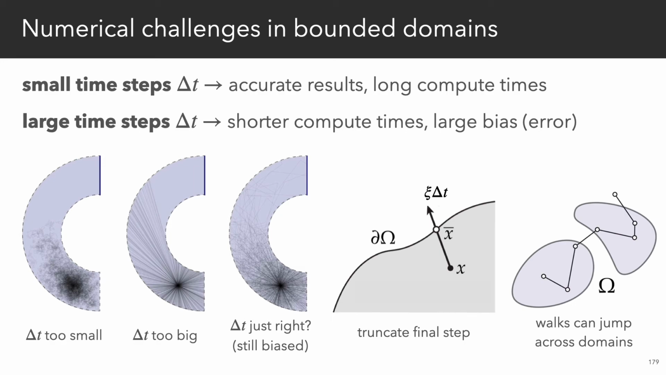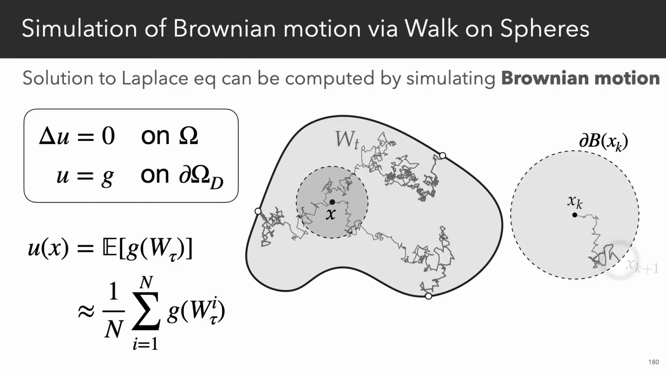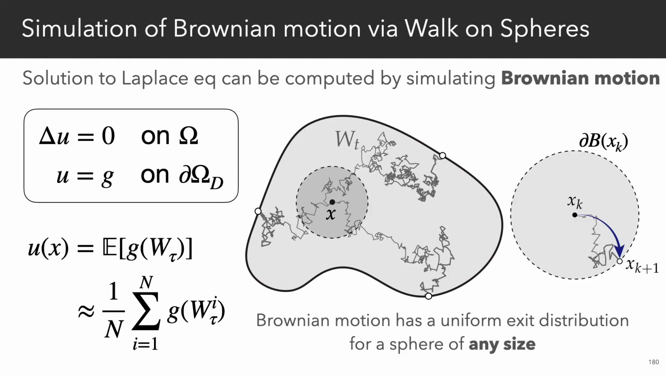So it shouldn't really come as a surprise that we can overcome these efficiency and bias issues by simulating Brownian motion with walk-on spheres. So here we observe that a random walk starting at x is actually equally likely to exit through all points in the sphere centered at x because of the rotational symmetry of Brownian motion. And so if we then uniformly sample the sphere, then there's no discretization error at all. Now, Brownian motion isn't the only rotationally symmetric random process, but its exit distribution is uniform for a sphere of any size, whereas other symmetric processes impose additional constraints on the sphere radius.